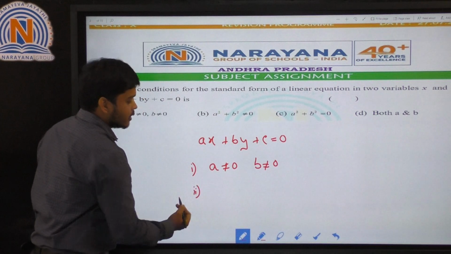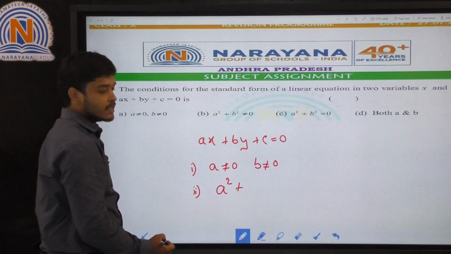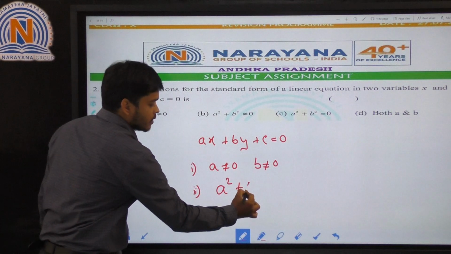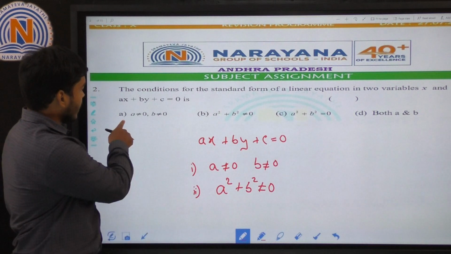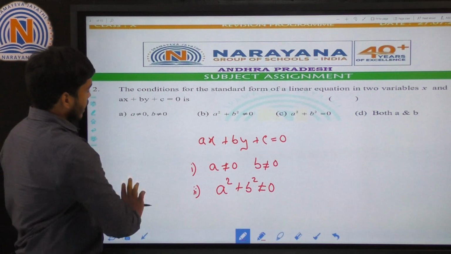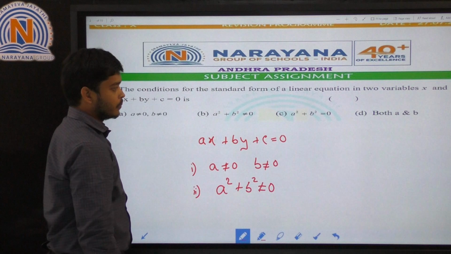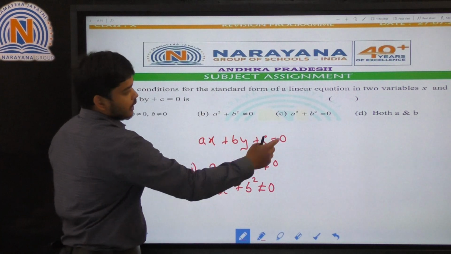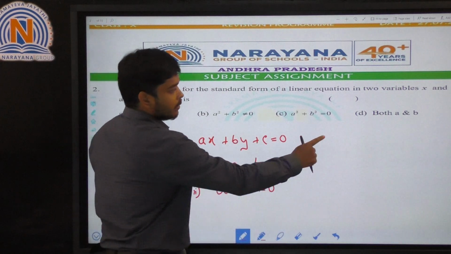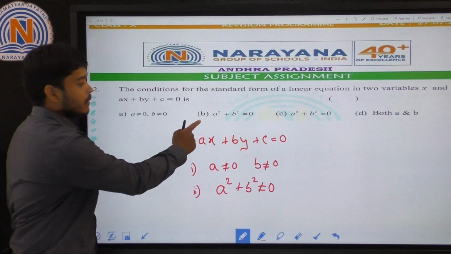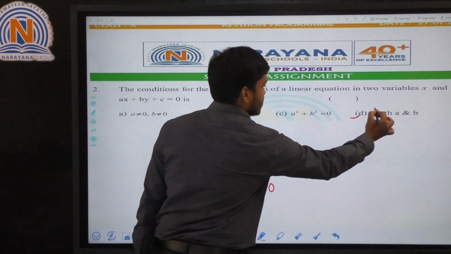And the second condition is the sum of the squares of the coefficient of x and the coefficient of y, that is, a square plus b square is not equal to 0. See the options. Option A, a not equal to 0 and b not equal to 0, is correct, and the second option, a square plus b square not equal to 0, is also correct. Option C, a square plus b square equals 0, is wrong. Both A and B conditions are satisfied by a pair of linear equations in two variables. So option D.